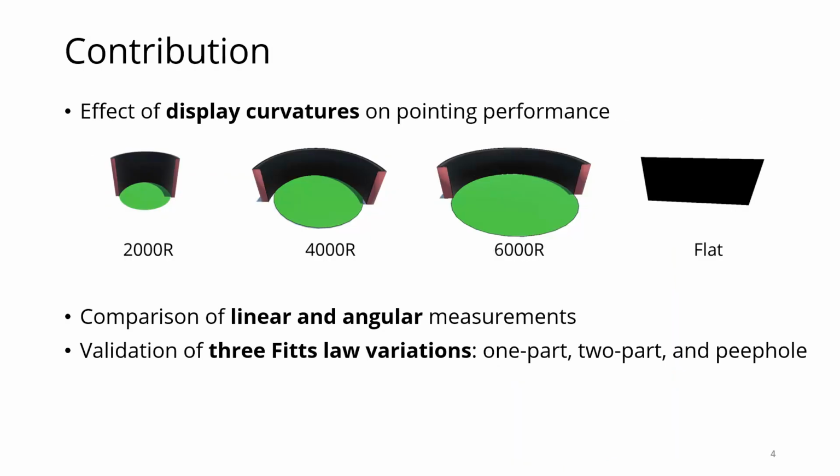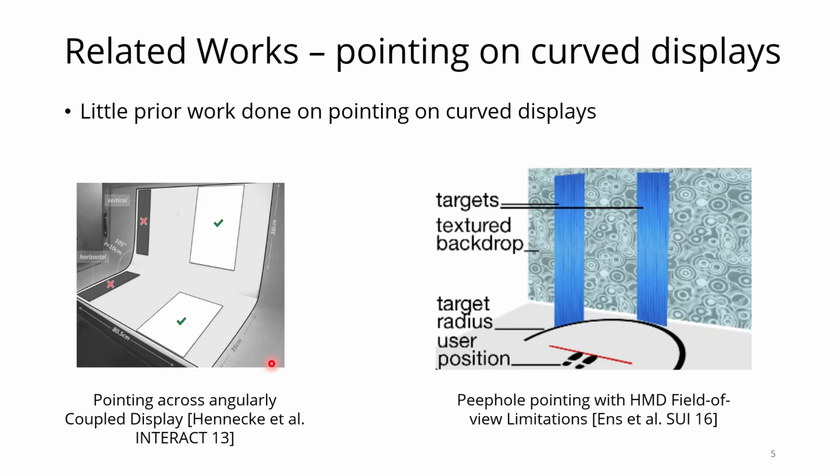Therefore, in this research, we looked at pointing performance on large displays with varying display curvatures, that is, the level to which the display is curved. So we have three main contributions. We performed a comprehensive exploration on the effect of display curvatures on pointing performance for large displays in VR. We further considered the comparison of linear and angular measurements to define task conditions. And third, we analyzed our results with three different Fitts law variations that we found from previous studies for distal pointing in VR. Now we will go through the related works.